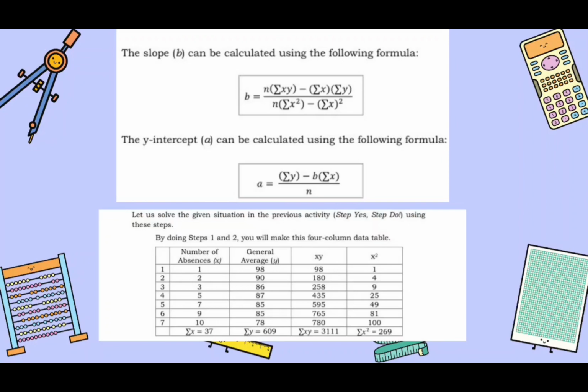By doing steps 1 and 2, you will make this 4-column data table: number of absences, x, general average, y, and then xy. As said in the previous slide, you need to multiply x and y to get xy. So 1 times 98 is 98, 2 times 90 is 180, 3 times 86 is 258, 5 times 87 is 435, and so on.